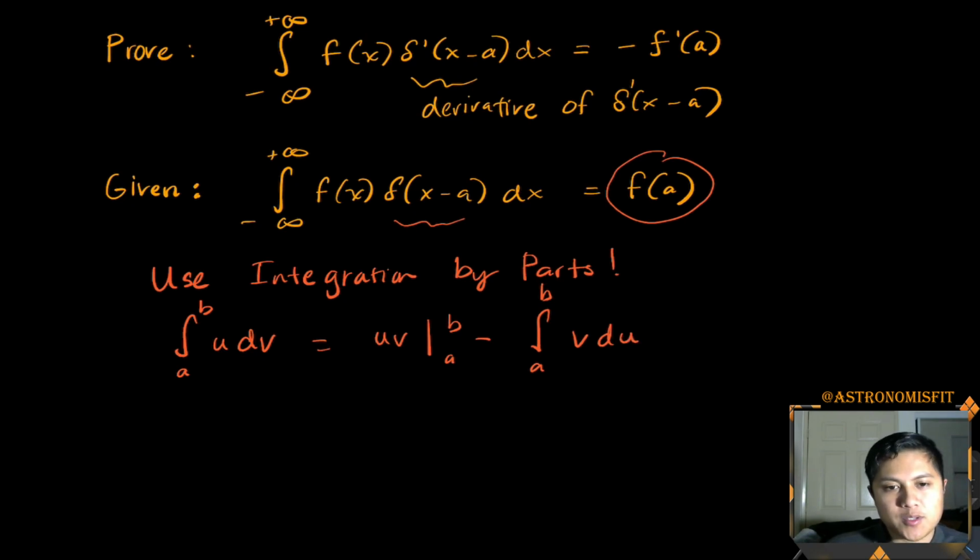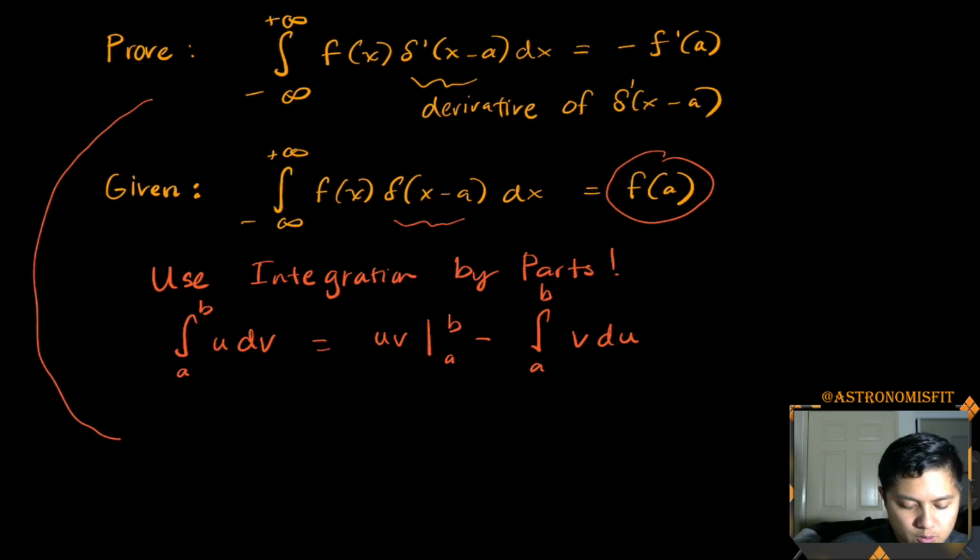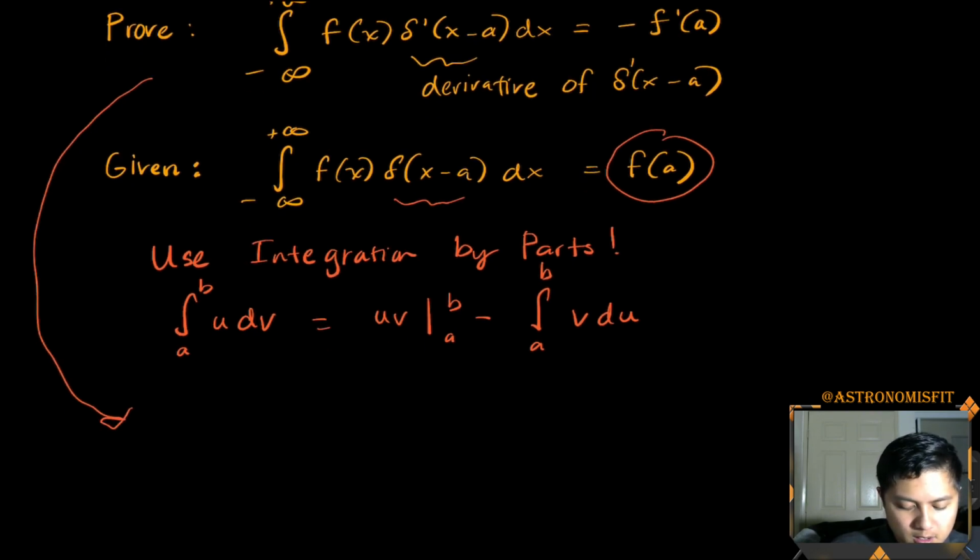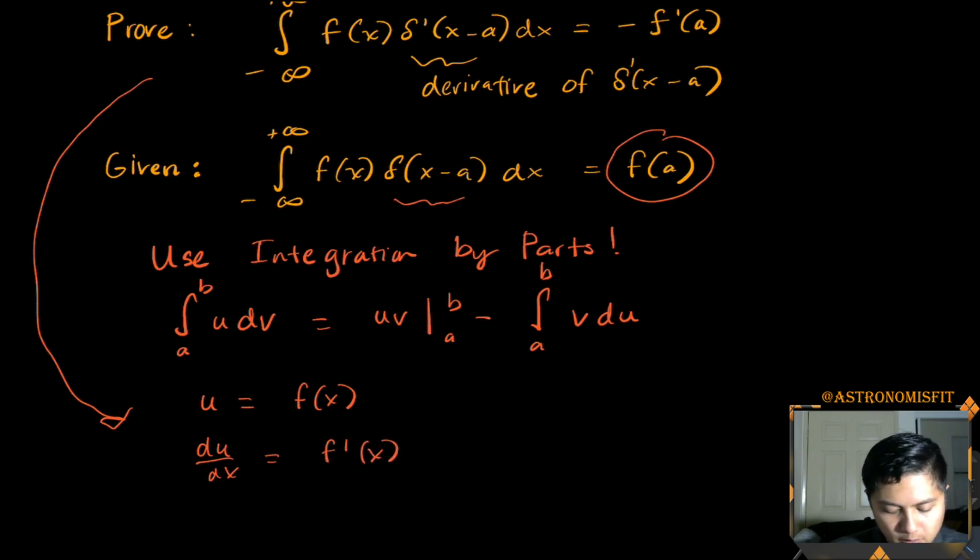Okay, so we need to assign a u and we need to assign a dv to our first line. We're going to cleverly pick f of x as u, and so du dx is equal to f prime of x. Multiplying both sides, we can just get f prime of x dx as our du. And then our dv is everything that we didn't use as our u, so that means we have delta prime x minus a dx.